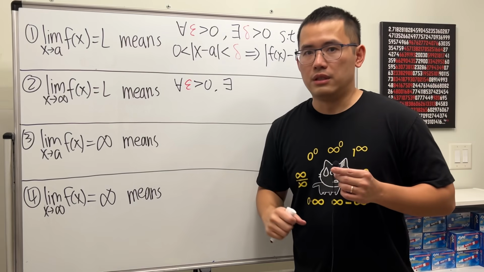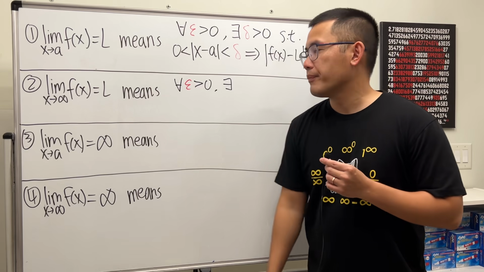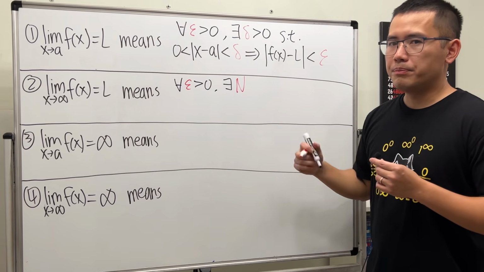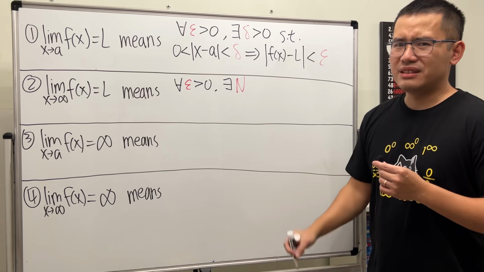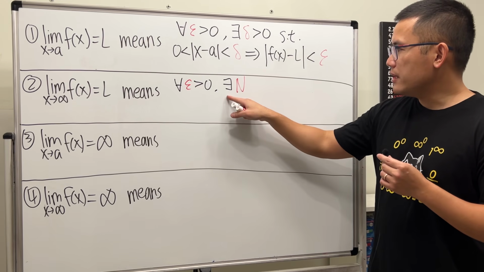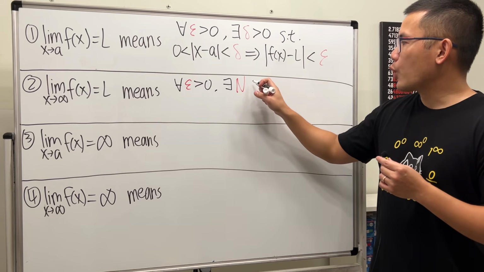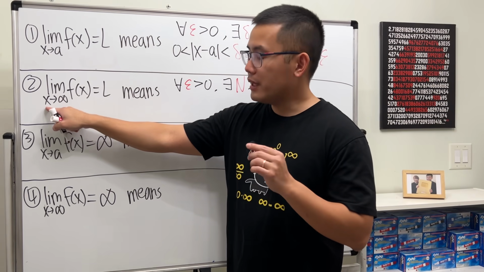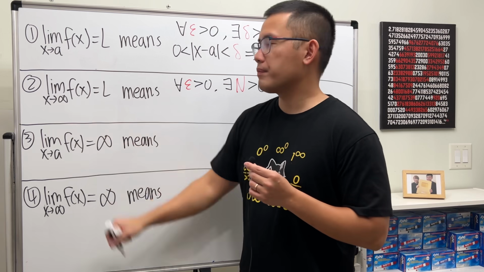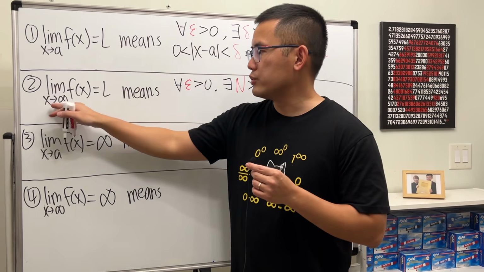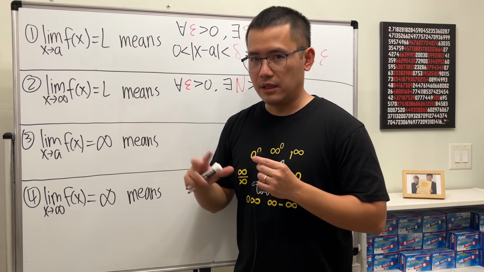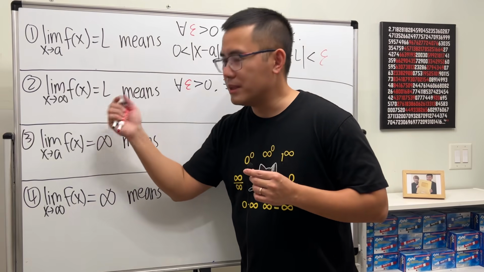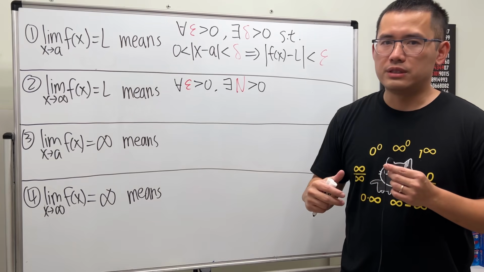Let's go ahead and use a different notation instead of delta. Usually, I like to use capital N. Some books may use capital K, but same thing. So we say there exists a capital N greater than 0, especially when x is approaching infinity. Sometimes you might have x approaching negative infinity, but this right here is a lot more common, especially when you are dealing with sequences.